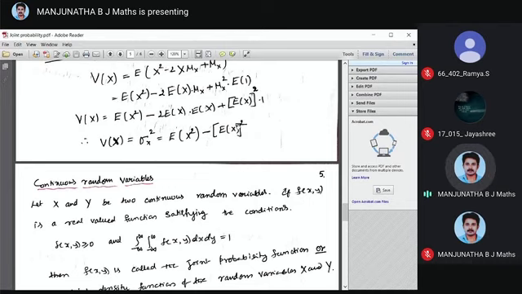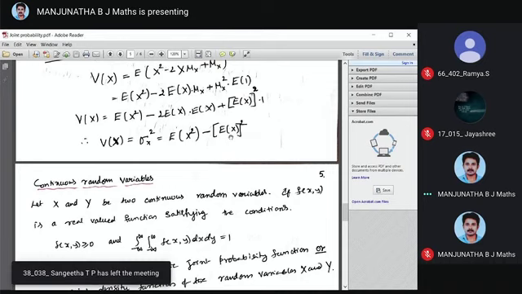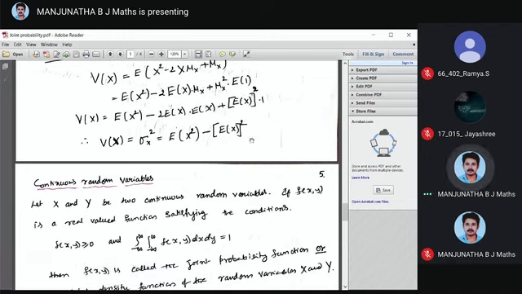See, in most problems I use this result to compute the variance: expectation of x square minus expectation of x whole square. Expectation of x square means what? Summation of x f of x is your expectation of x. You take x square into f of x, and that is expectation of x square, right?